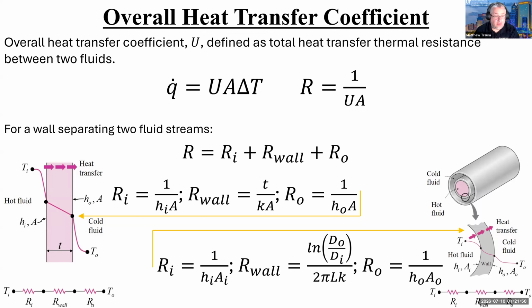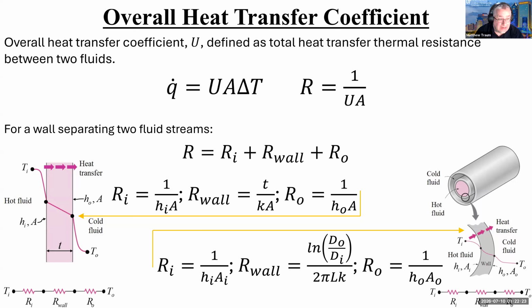And we can then use all of our resistance rules from circuits class and physics and so forth to figure out what this U value is. So for a wall separating two fluid streams at different temperatures, we have hot fluid on one side, the conductive wall that's separating the hot fluid from the cold fluid on the other side, and a heat transfer process from the hot side to the cold side indicated by these arrows.